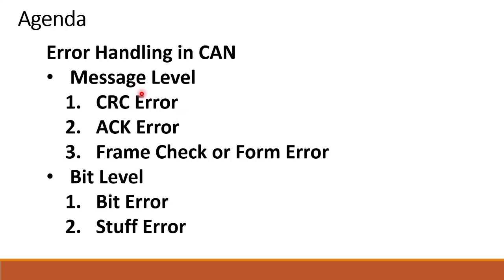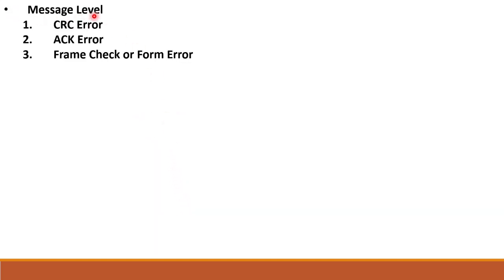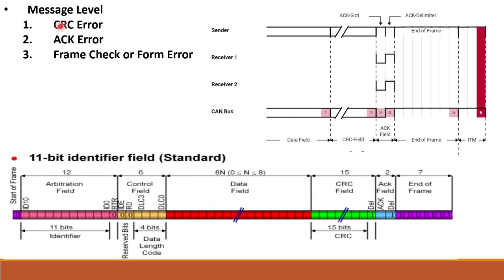Today, we are going to discuss all types of errors in the CAN protocol. First of all, we should discuss the message level, and first the CRC error. Here we have one sender and two receivers. I am going to send the same message to both receivers. I will always send the start of frame, next the arbitration field, control field, and data field. And next we send the CRC field also.